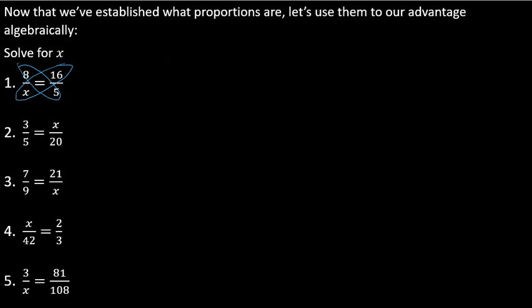So 8 times 5 gives me 40. And 16 times x gives me 16x. I had a brain fart there. Anyway, what we're going to do next, we're going to divide by 16 on both sides to get x by itself, which you do to one side, you do to the other. And you're left with x equals 40 over 16, which will reduce down by 8. So that's going to give me 5 over 2.